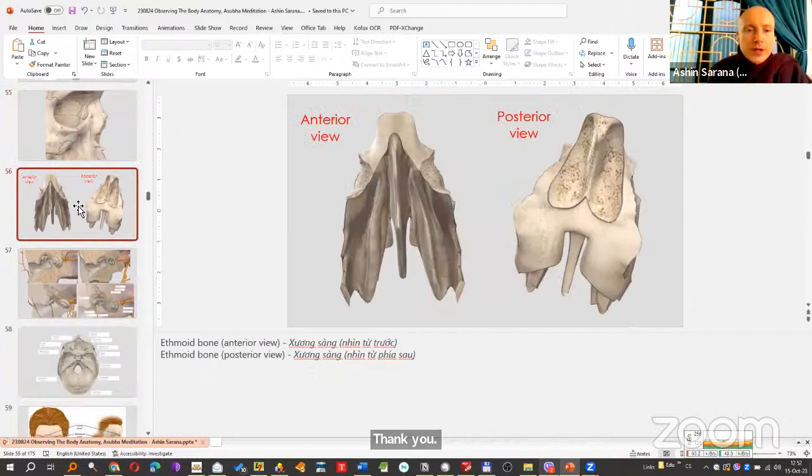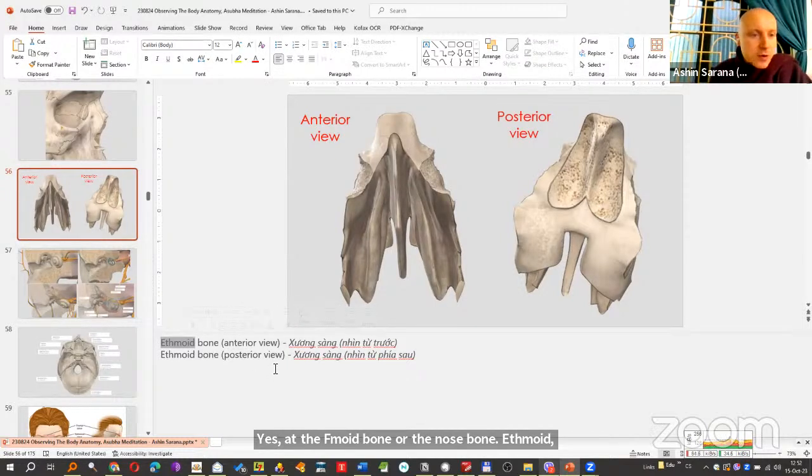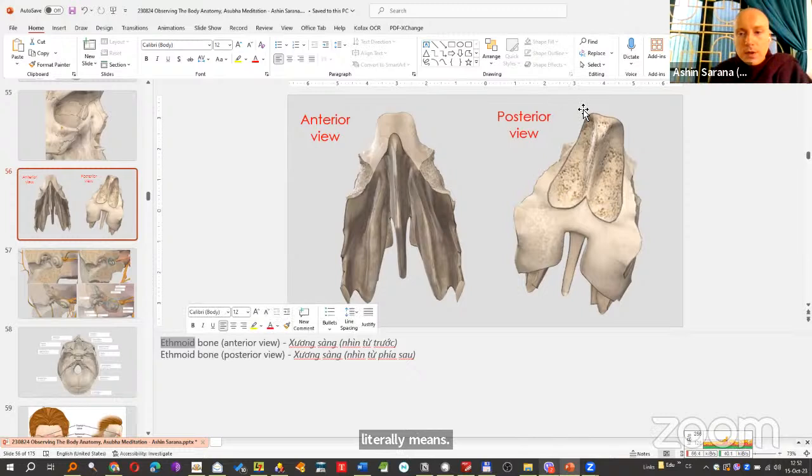Now we are going to look at the ethmoid bone, or the nose bone. Ethmoid literally means sieve or filter. That's because the tiny little holes here in the ethmoid bone resemble a filter or a sieve, S-I-E-V-E.